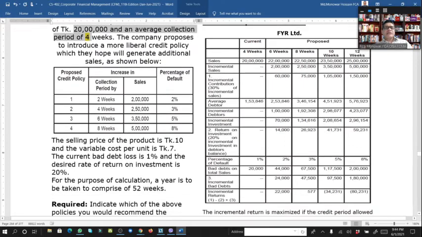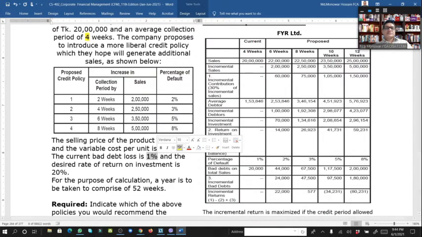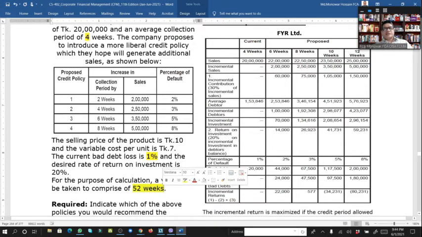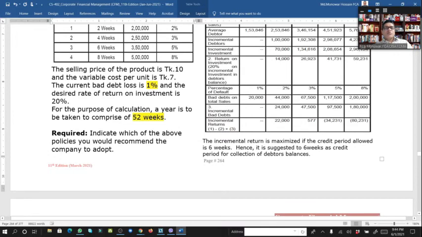The selling price of the product is Taka 10 and the variable cost per unit is Taka 7. The current bad debt loss is 1%, and the desired rate of return of the investor is 20%. For the purpose of the calculation, we have to take 12 weeks a year. Indicate which of the above policies you should recommend for the company to adopt.